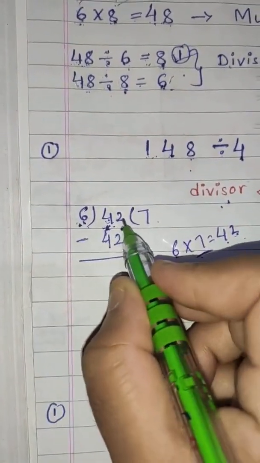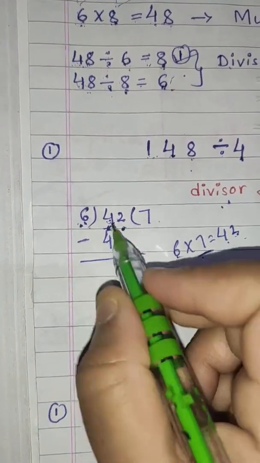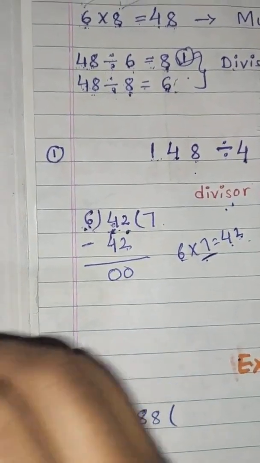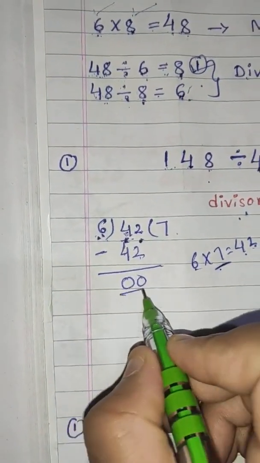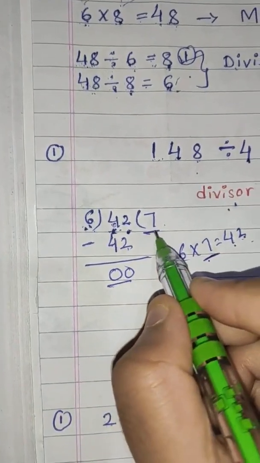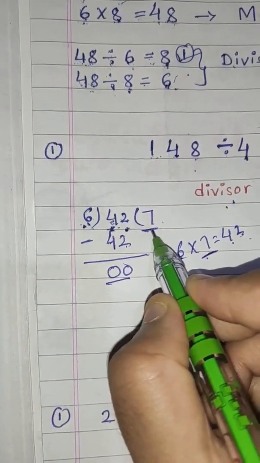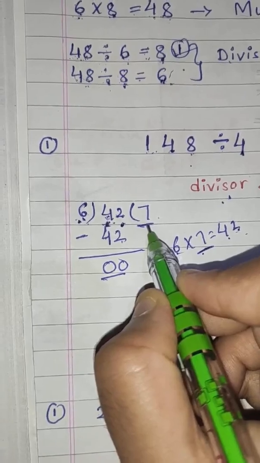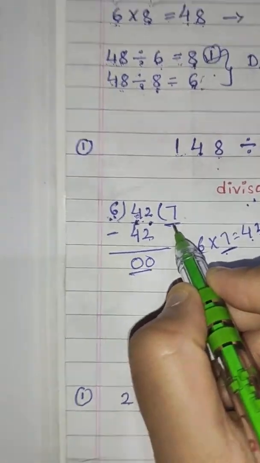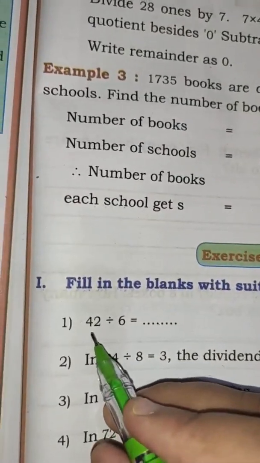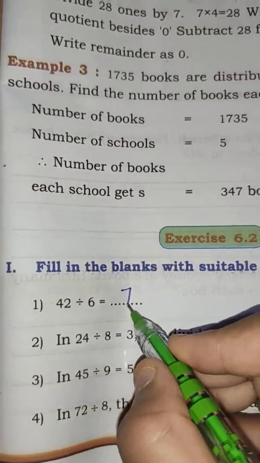So let's subtract this. 2 minus 2 is 0, 4 minus 4 is 0. So what is the remainder here? 0 is the remainder and 7 is the quotient. Quotient is nothing but the result of the division. So what is the answer here? 42 divided by 6 is 7.